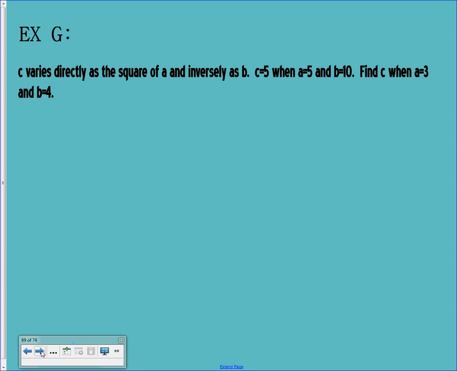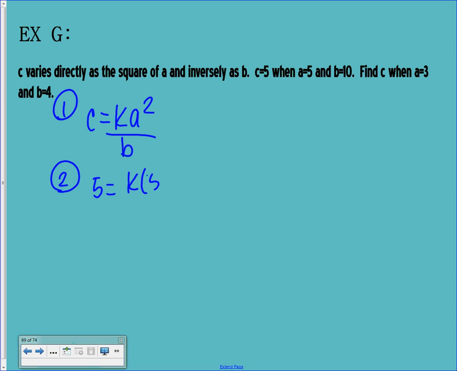C varies directly as the square of A and inversely as B. Keeping in mind inversely means the divide. So step 1, taking care of. Step 2, solving for K. So plugging in 5 for C and 5 for A and 10 for B. Again, please remember to carry your powers through all of these.